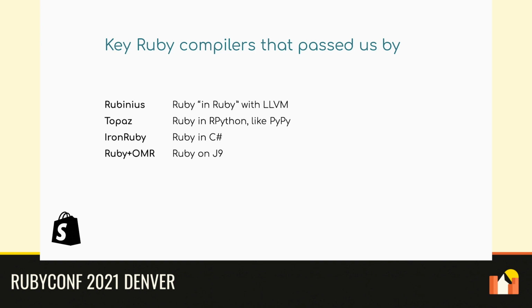And from a couple of years ago, there's Ruby plus OMR. This is Ruby on top of IBM's JVM called J9, and it reused components from J9 within MRI to build a JIT. And unfortunately, all these projects are dead or stalled for a pretty long period of time.